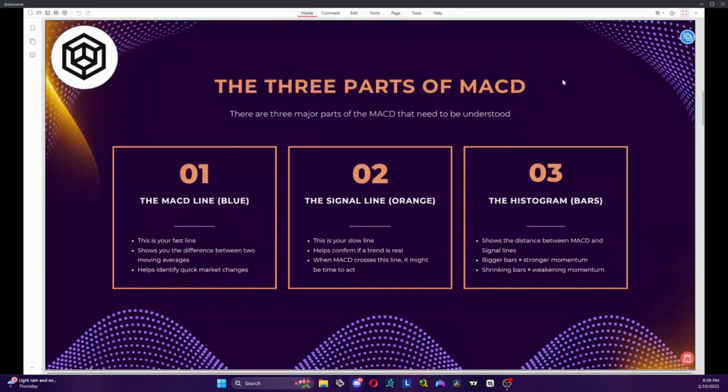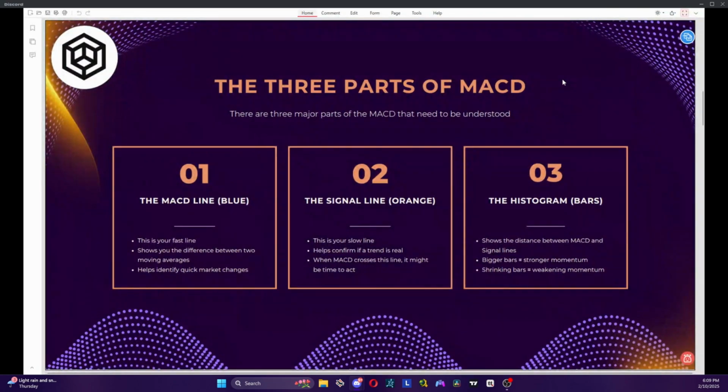Number two, you have the signal line, which is always orange. And this is known as the slow line. And this helps confirm if a trend is real. So when MACD crosses the signal line, this could be an indication for you to take a trade.